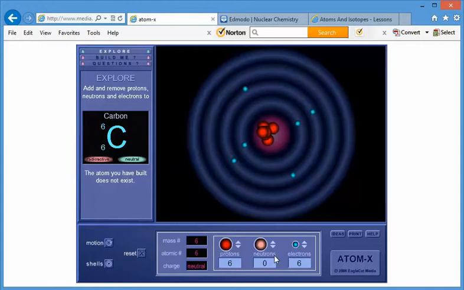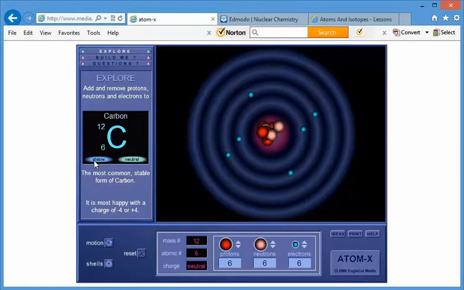So carbon 12 means that there's 12 particles in the nucleus. So we've got 6 protons, so that means we'd have 6 neutrons. So we add 1, 2, 3, 4, 5, 6. Okay, so now we've got an isotope of carbon called carbon 12.